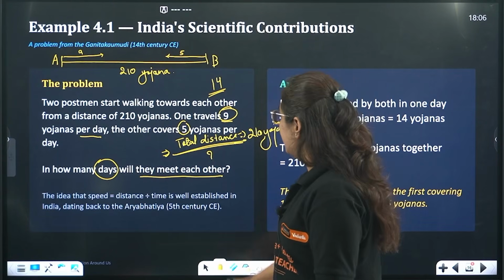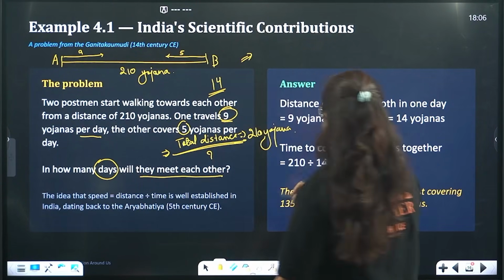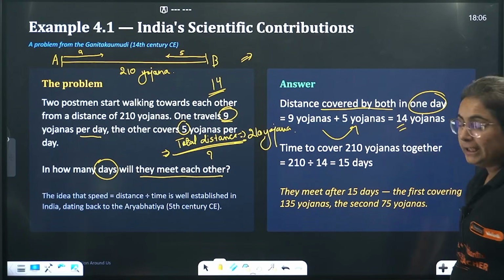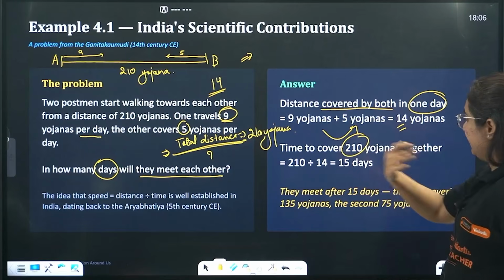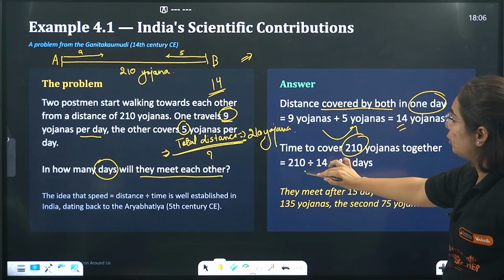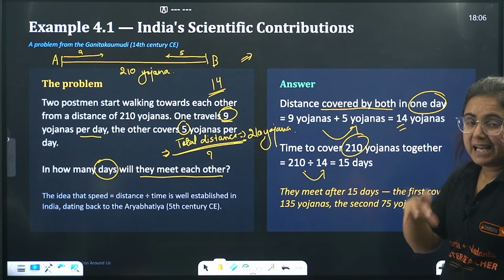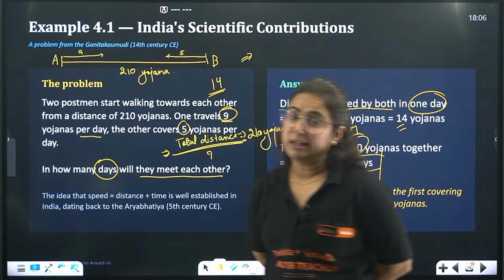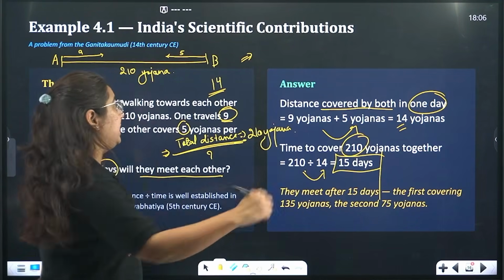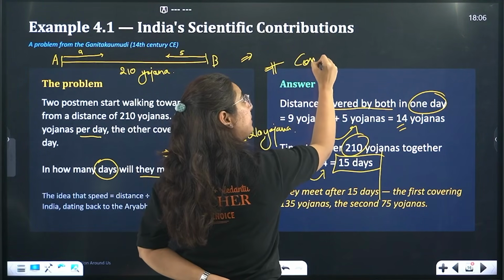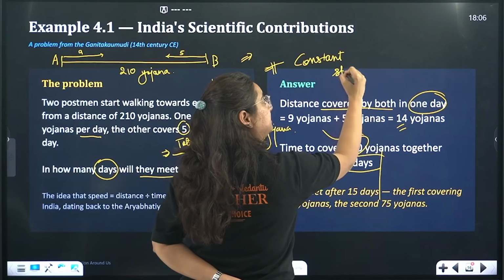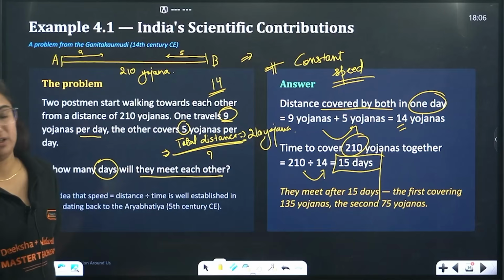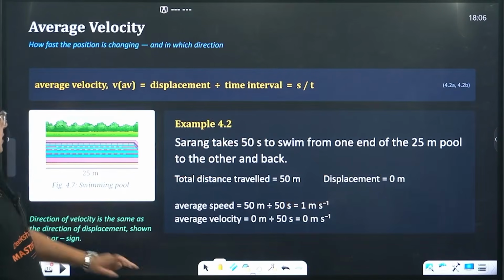Getting this point? So basically it will be like this. Distance covered by both in one day is 9 plus 5, that is 14. Time taken to meet will be 210, the total distance, upon 14 per day, and it will be 15 days to meet each other. It will take 15 days only when they remain at a constant speed. Get it? Okay.